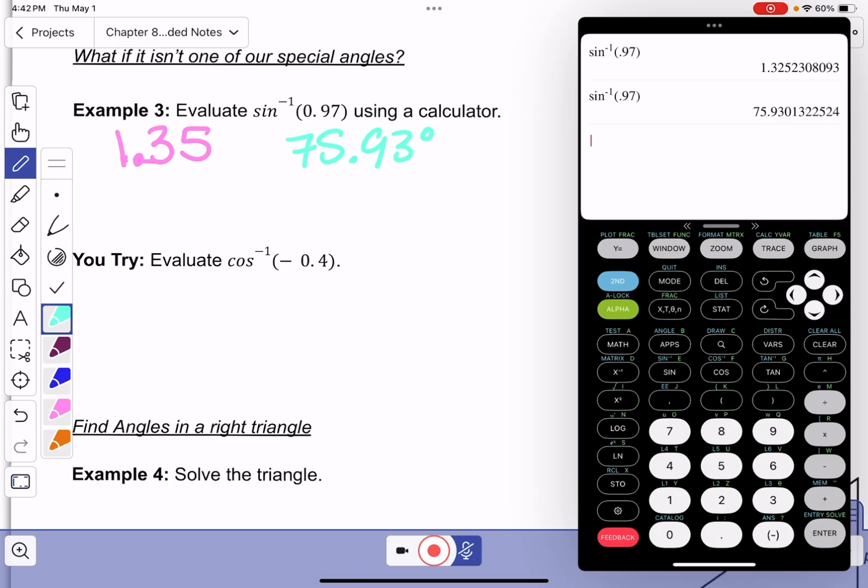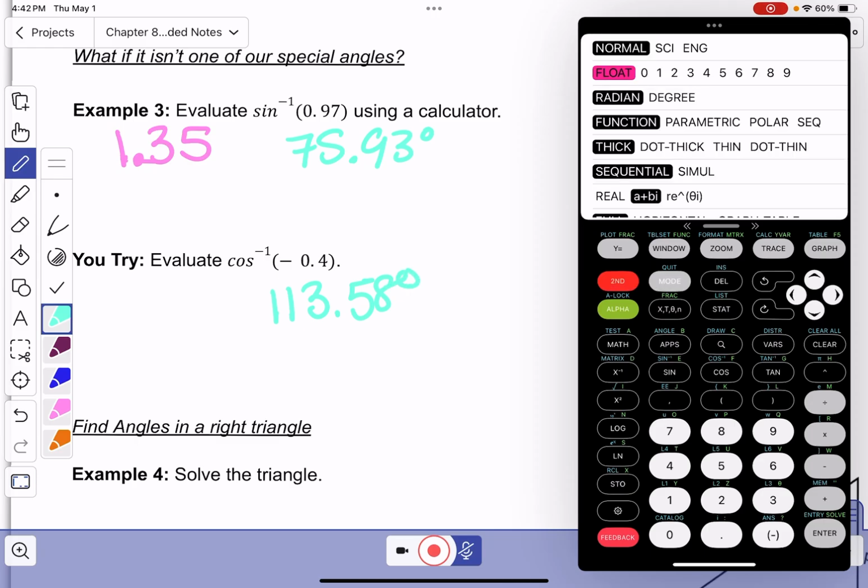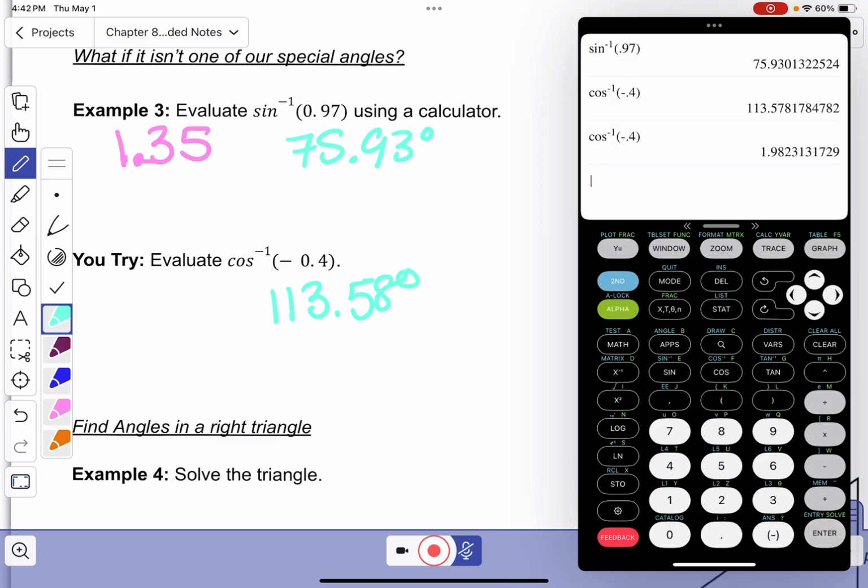This is where the units matter. If it says degrees, you need to have it in degrees. If it doesn't say, as long as you label it, you're fine. So same thing. Cosine in degrees is going to be 113.58. And in radians is going to be 1.98.